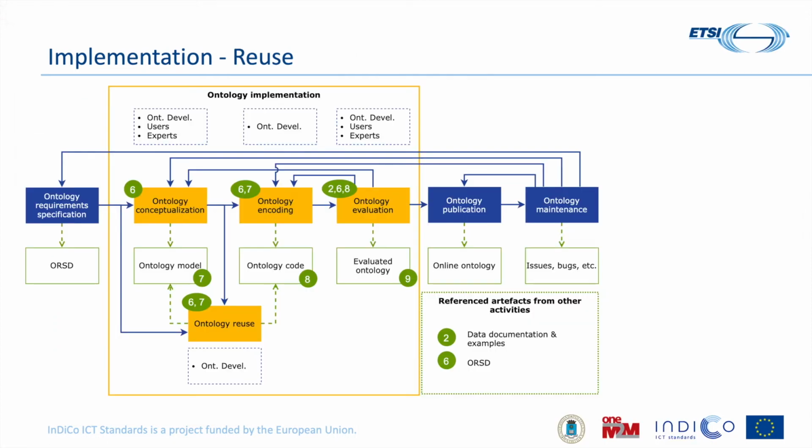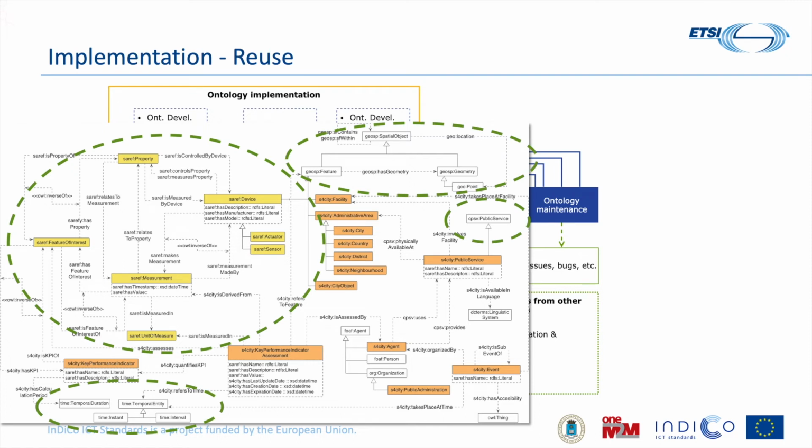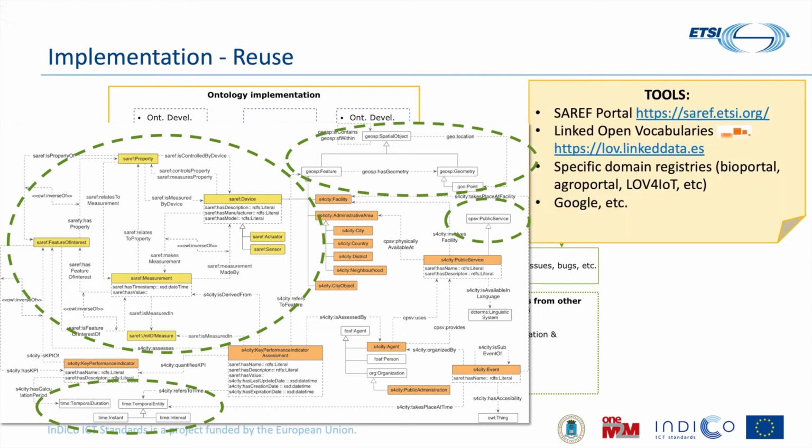As was already anticipated in the conceptualization, this model shows how some ontologies are being reused. In particular, this model represents the SAREF4CITY ontology. But you can see that in this model, the SAREF ontology is being reused, as well as other existing ontologies such as GeoSPARQL or OWL-Time, among others. For carrying out the ontology reuse activity, there are some ontology registries where we can find ontologies.